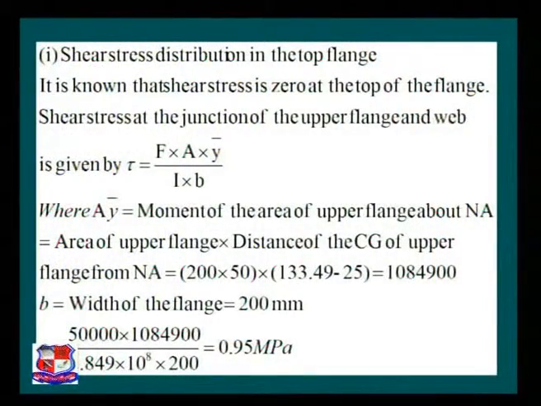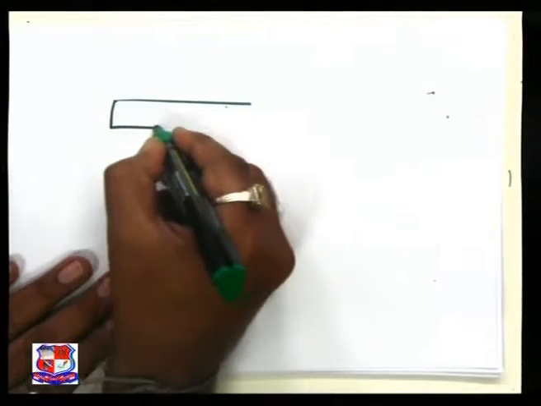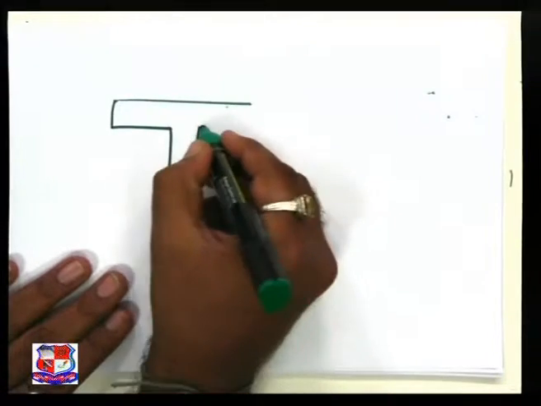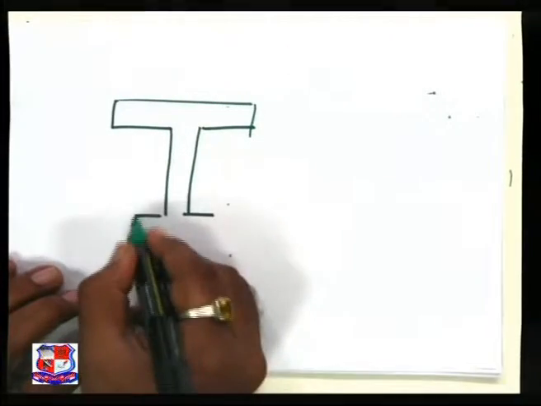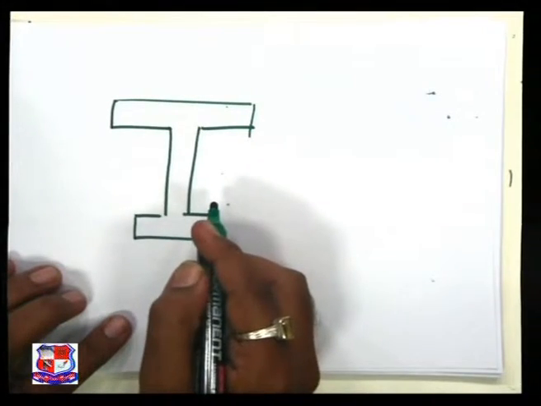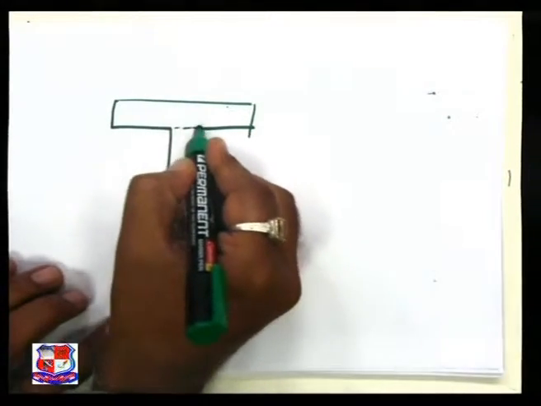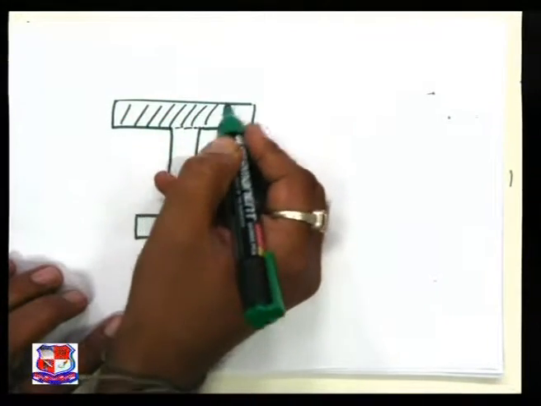Now here A y bar is nothing but the moment of the area of the upper flange about the neutral axis, which is nothing but the area of the upper flange multiplied by the distance of the CG of the upper flange from the neutral axis. Please take and understand this over here on this tabletop. This is the figure which has been given to us in the data. The intention is to find out the variation at this level. So the area under consideration is this one.